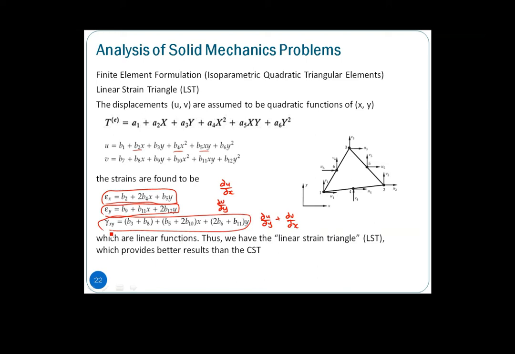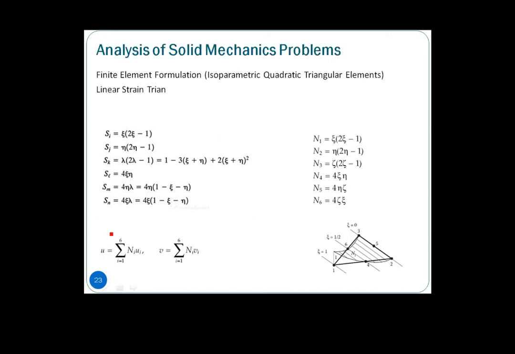So here we are saying that if we are using quadratic triangular elements, then we are actually saying that this is a linear strain triangle or LST. Okay, so of course higher order is providing better results than CST. So this is another name, basically.